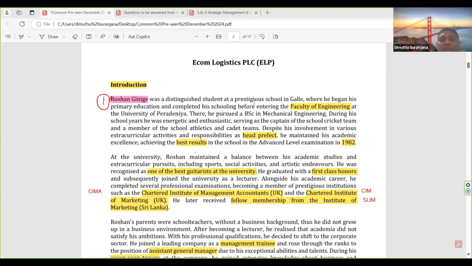Despite his involvement in various extracurricular activities and responsibilities, he was the head pupil also. He maintained his academic excellence and achieved the best result in the school in the advanced level examination in 1982. So he has achieved the best result in the school.